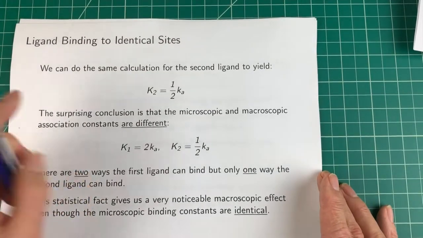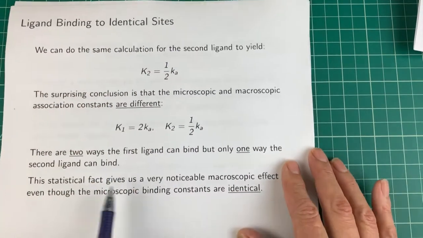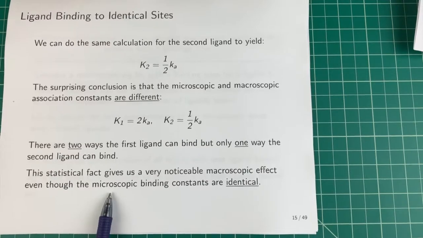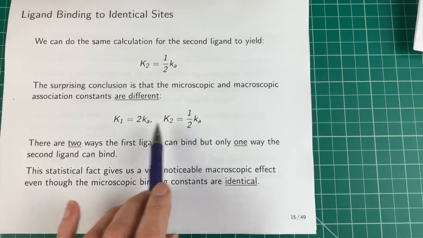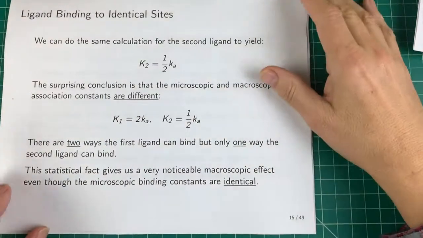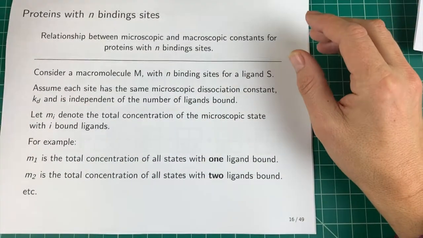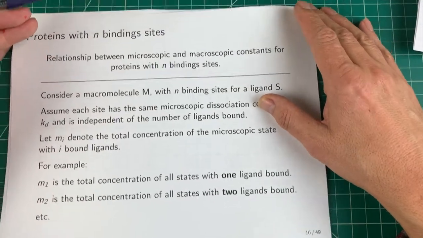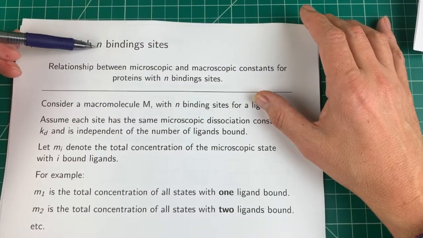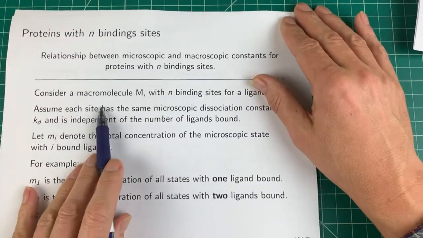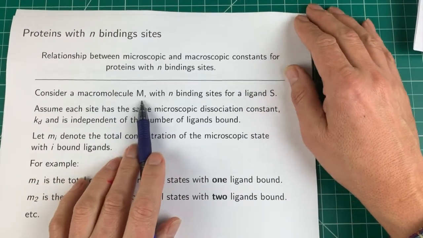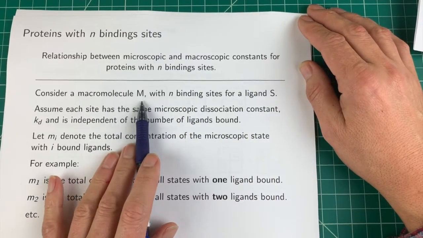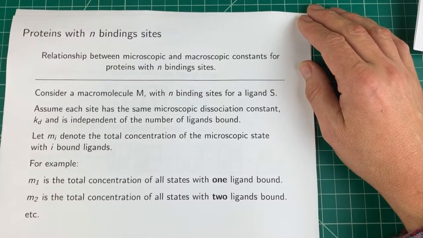All right, so what's interesting about this, we're dealing with identical sites, but the macroscopic, the measurable association constants are different. Now, up to now, I just had two binding sites. What happens if we have n binding sites, maybe a tetramer and so on? So let's consider a macromolecule M with n binding sites for ligand S. Before we had a macromolecule with 2 binding sites.